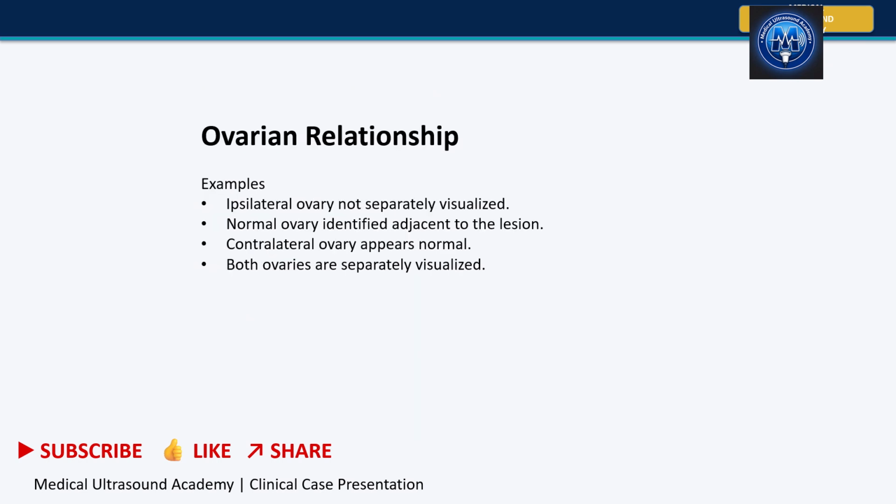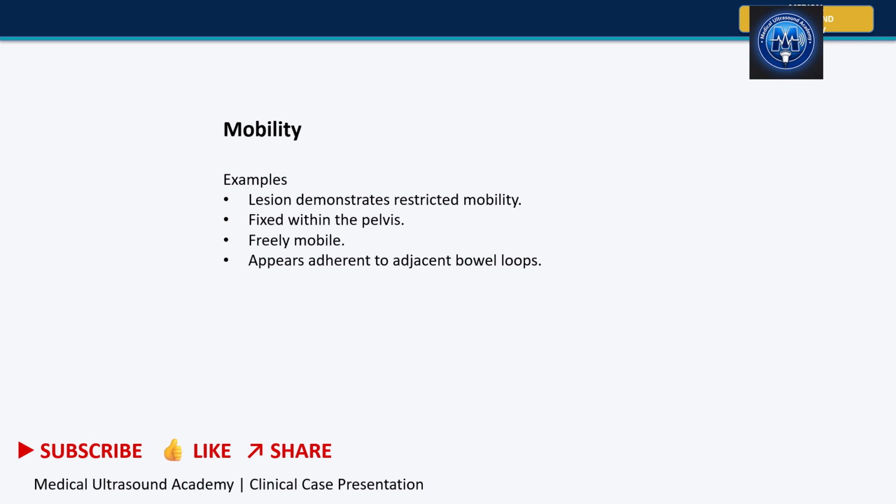The ovarian relationships. Examples: ipsilateral ovary not separately visualized, normal ovary identified adjacent to the lesion, contralateral ovary appears normal, both ovaries are separately visualized. Mobility: lesion demonstrates restricted mobility, fixed within the pelvis, freely mobile, appears adherent to adjacent bowel loops.